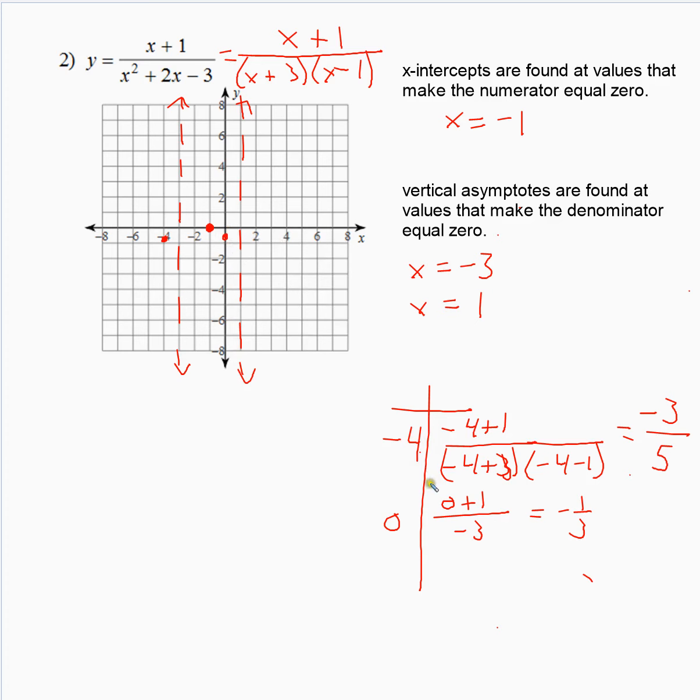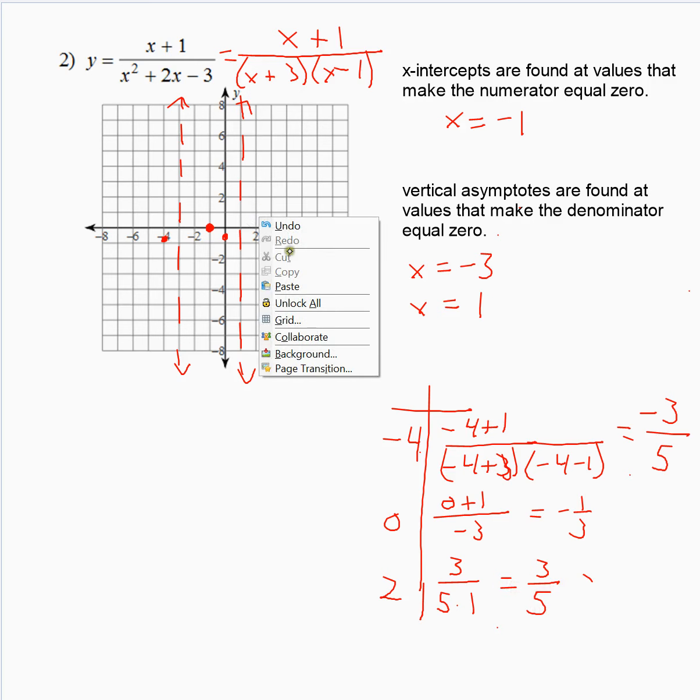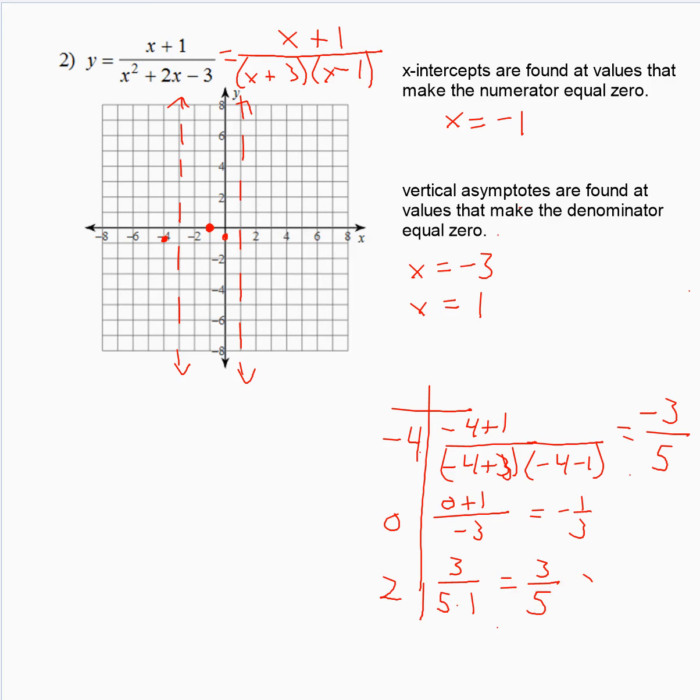And then we'll plug in 2. I'm just going to think through this. Looking up here, 2 plus 1 is 3, 2 plus 3 is 5, and 2 minus 1 is 1. So we get 3/5 when we multiply that out. So at x equals 2, y is 3/5. And this is actually all we need to graph it.